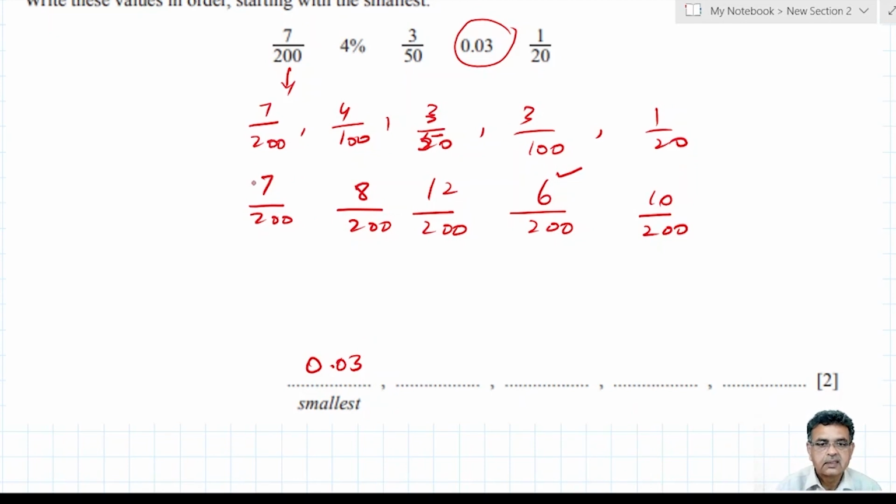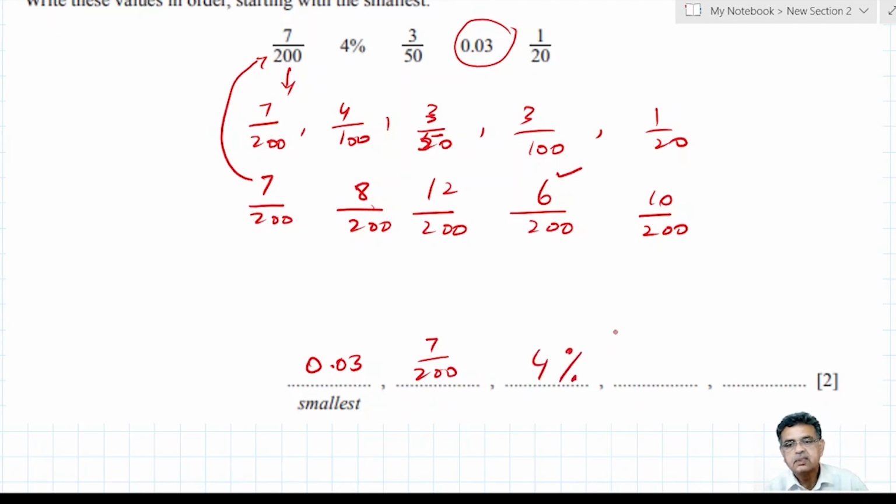Then 7 over 200, that value is as it is. Then 8 over 200, that is 4%. We will write 4% here, not 8 over 200. Then after 8, this is 10, that will be 1 over 20. And then 12 over 200, that is 3 over 50. So 3 over 50 is the largest value among all these 5.